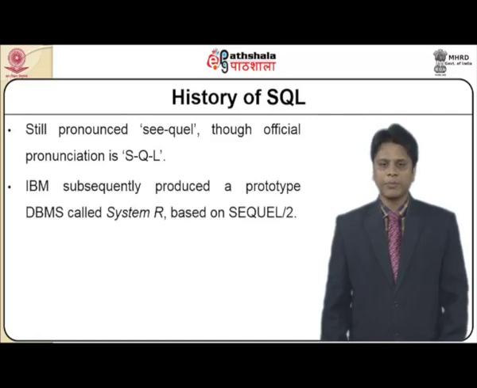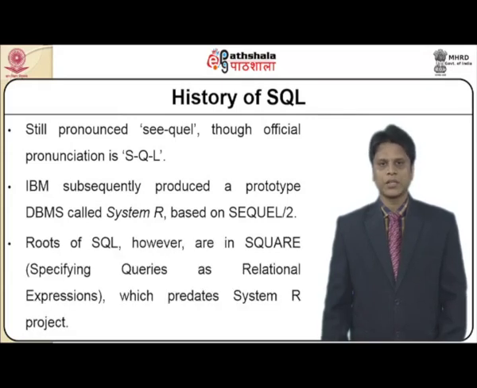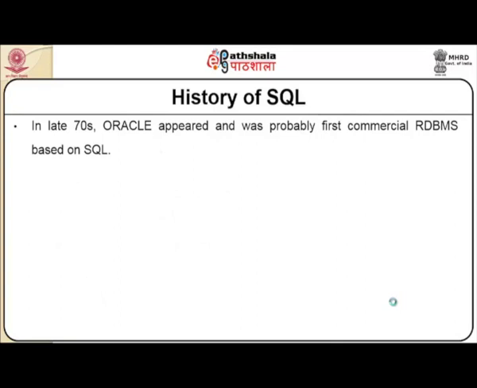IBM subsequently produced a prototype for the DBMS, which was named System R, which was majorly based on SQL's version 2. The roots of SQL, however, are in SQUARE, which stands for specifying queries as relational expressions, and which predates the System R project. Later, in the 1970s, Oracle appeared and was probably the first commercial RDBMS based on SQL.